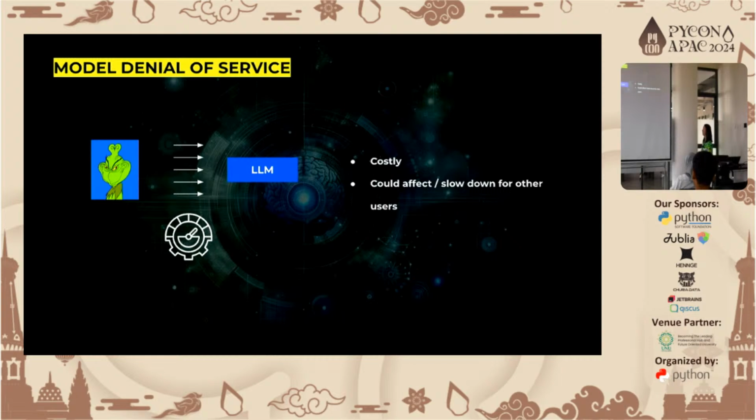Another is model denial of service. So here, represented by the Grinch, is a bad actor trying to overwhelm your model. What could happen is, with the numerous requests, it could be quite costly for the company. At the same time, it will also affect user experience. With the numerous requests, it's possible that it will slow down the experience for your other users.